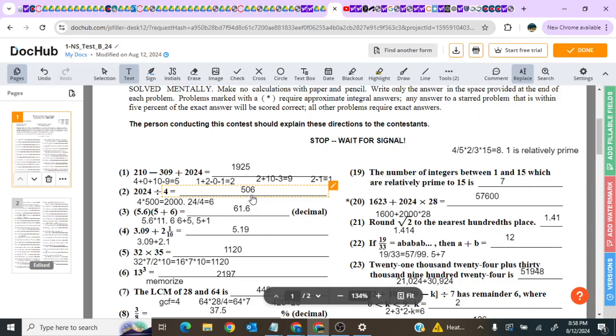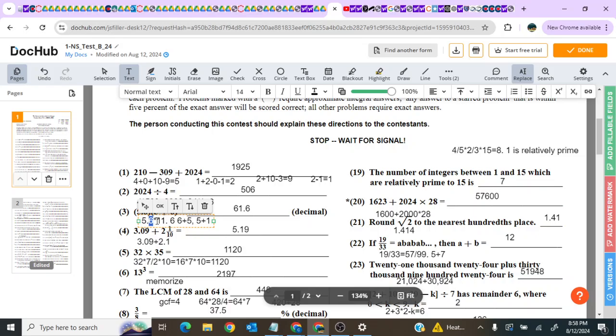5.6 times 11. We're using our 11s trick, which means put the ones place, so 6, then add these two numbers, 5 and 6, to get 11. So put a 1, carry a 1. Then you have this 5 plus the 1 you carried over to get 6. So 61.6.